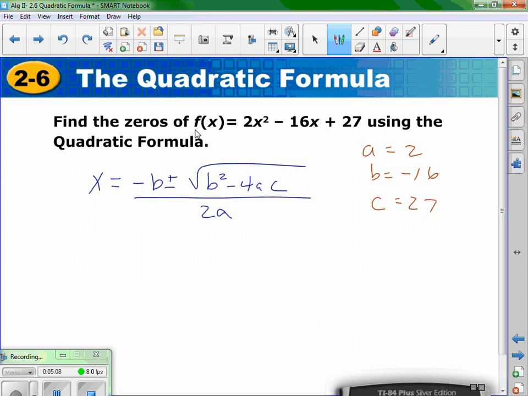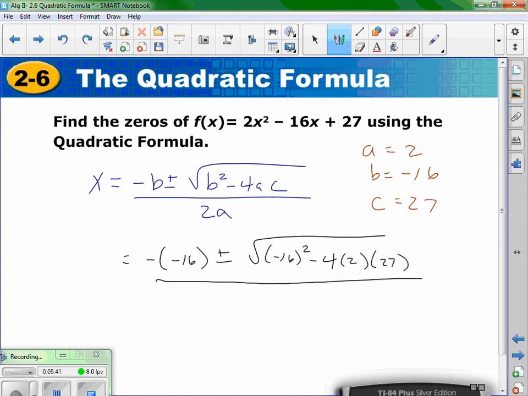Now we're substituting. Negative. What's b? Negative 16 plus or minus square root negative 16 squared minus 4. What's a? 2. What's c? 27. All over 2 times what's a? 2. We've substituted in all the numbers.